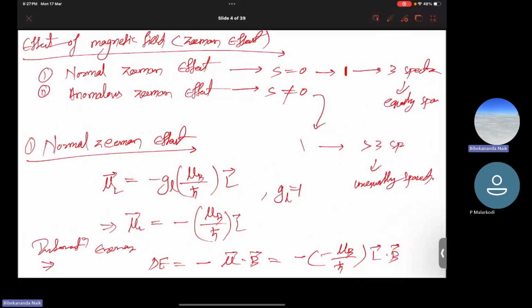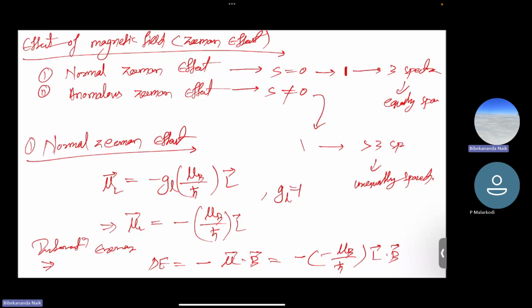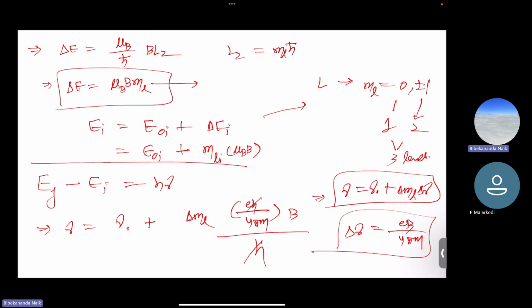So you see here, what happens in normal Zeeman effect, we know this is mu L equals minus GL mu B by h cross into L vector. If you place it in a magnetic field, then there will be interaction energy. It will be minus mu vector dot B vector. So there will be L vector dot B vector, and if you calculate, there will be a delta E term which will be mu B B ML. So then what will be the energy? The initial energy will be split. There will be an additional term, which will be E0 plus ML mu B B, and similarly this is EI.